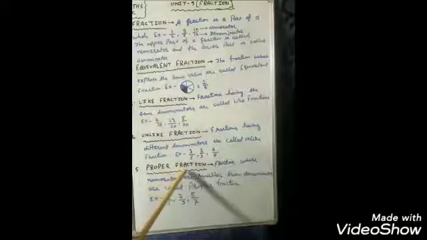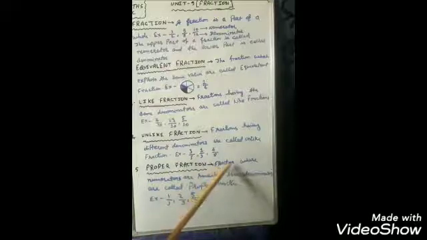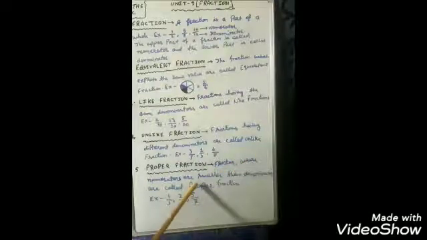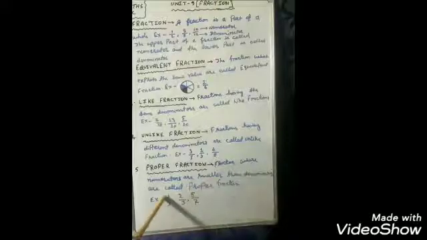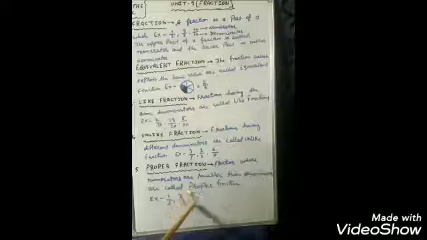Next, proper fraction. Fractions whose numerators are smaller than denominators. 1 is smaller than 3, 2 is smaller than 3 and 5 is smaller than 7. That's why these are called proper fractions. Fractions where numerators are smaller than denominators are called proper fractions.